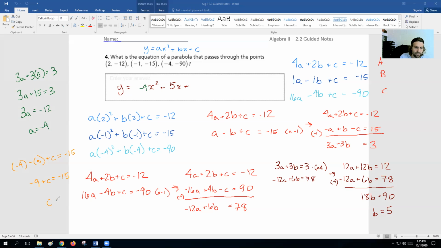Add the 9 over, and we just thought that like last time these problems couldn't get any longer, and it did. We add the 9 over and we get c equals negative 6.